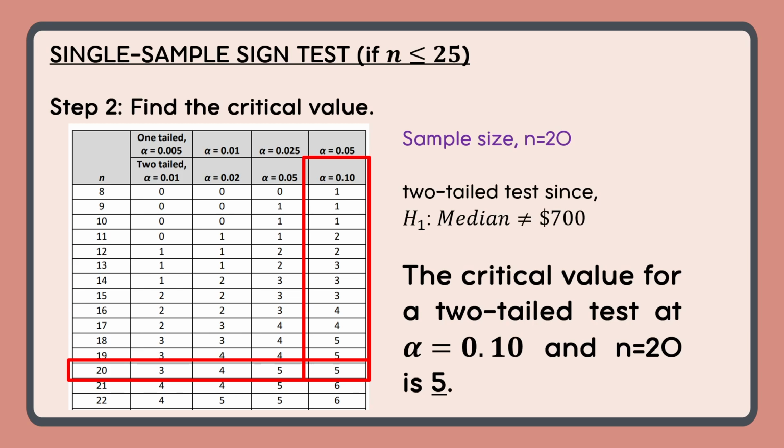Then after we determine if it is a one-tailed or two-tailed test, we will find the intersection between the sample size and the alpha level for a two-tailed test. So with this, we found out that 5 is our critical value, at alpha equal to 0.10 and the sample size of 20.